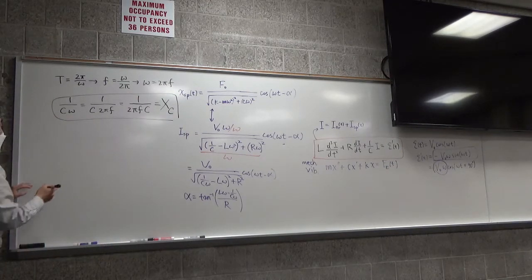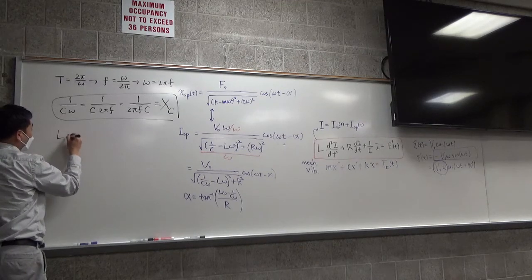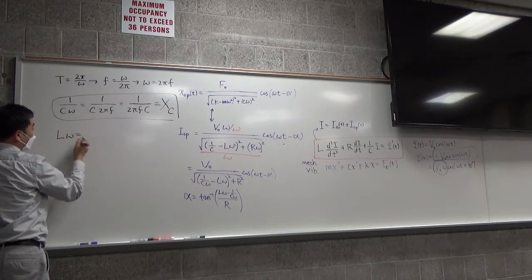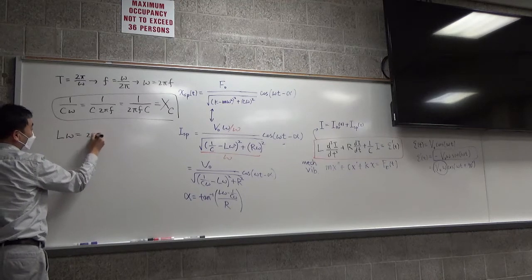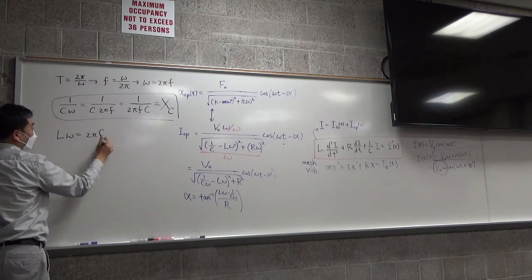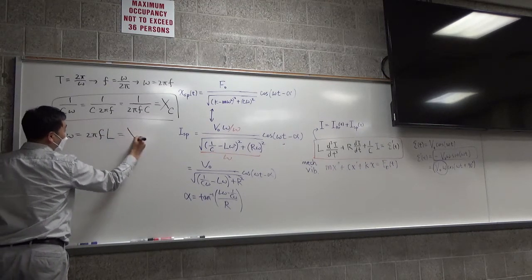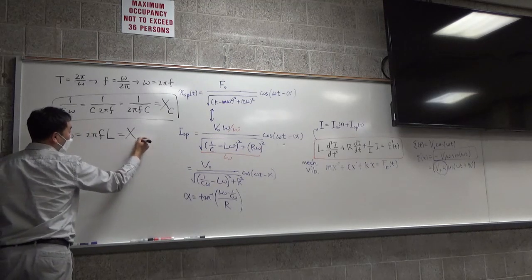And the same thing can be done for the other one, which is L omega. Omega is 2 pi f, so again you can rewrite it as 2 pi f L, and that's called inductor reactance.